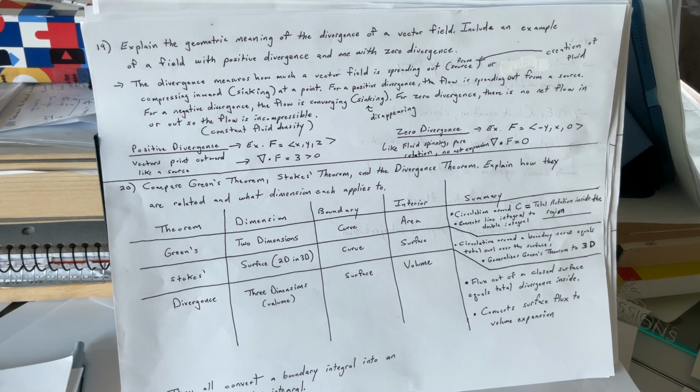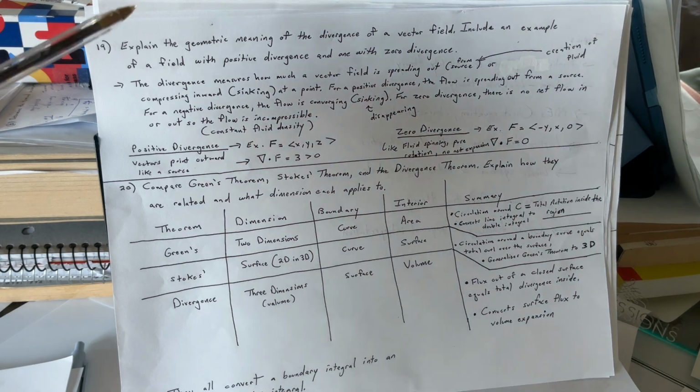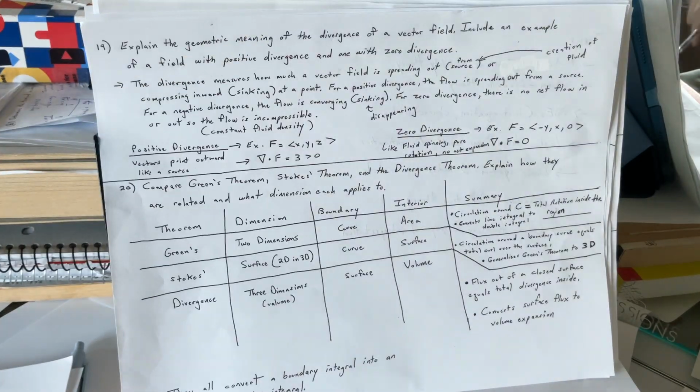Okay, so let's stick to 19. We want to explain the geometric meaning of the divergence of a vector field. Include an example of a field with positive divergence and one with 0 divergence. So this requires that you study your notes, textbook, study online, and really understand what divergence means so you can explain it and provide examples.